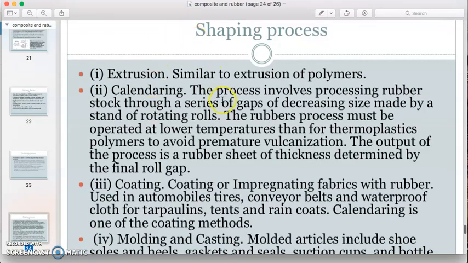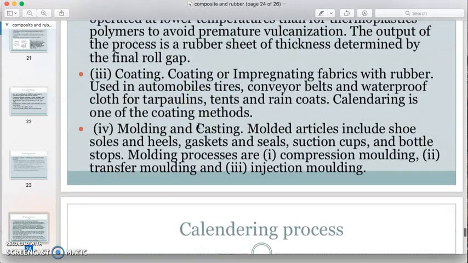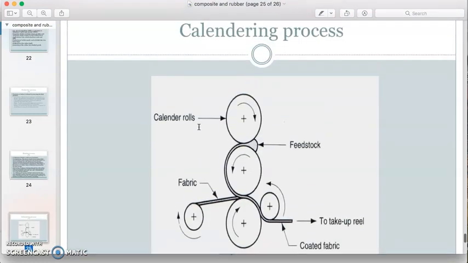Okay, the extrusion process is similar to the extrusion of polymer. In calendering, the process involves passing rubber stock through a series of gaps of decreasing size made by a stand of rolling rolls. This diagram shows how the calendering process occurs. We have the feedstock, which is rubber, pass through the rollers, and then it goes down and combines with the fabric, and then becomes the coated fabric and goes to the take-out reel. So here we combine rubber with the fabric.